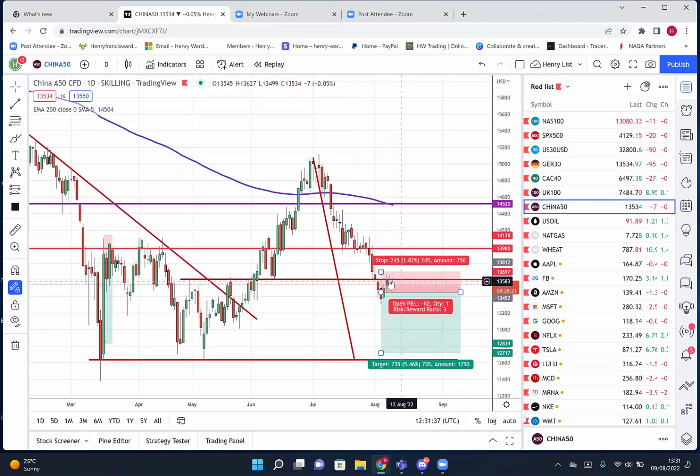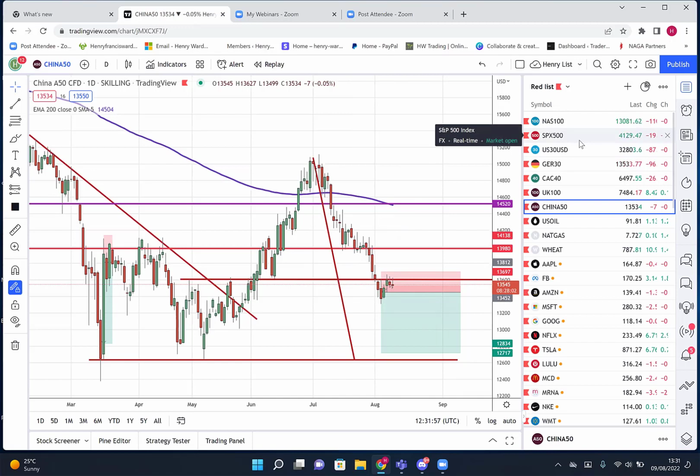So we have a potential for this to continue going down. And I would imagine in all likelihood it's going down. The question is whether it'll go up slightly first and then down, or whether it'll go down straight from that point. Did anyone place this trade? Has anyone looked at it? Has anyone taken it?